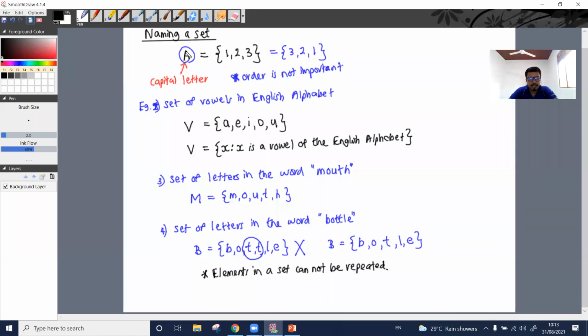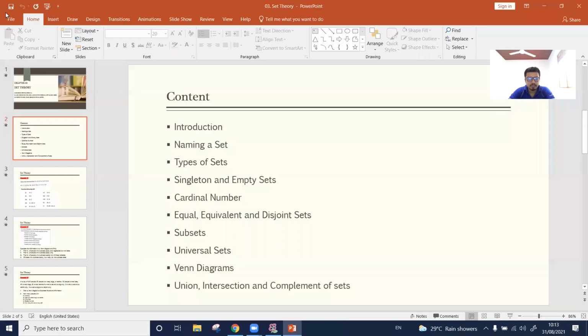When naming a set, the letter should always be a capital letter. When there are letters as the elements, those should be in simple letters, and the elements in a set cannot be repeated. Okay. So that is in terms of our second bullet point, naming a set.